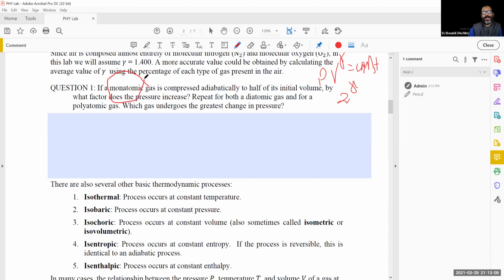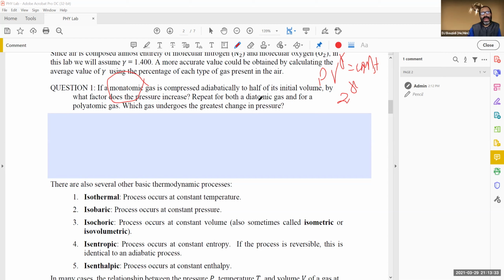But they tell you it's a monoatomic gas. And for a monoatomic gas, gamma is equal to 5 over 3. So the pressure will increase by a factor of 2 to the power 5 over 3, which is 1.67 really. So it's going to increase by 3.2 basically. So that's the answer to the question.